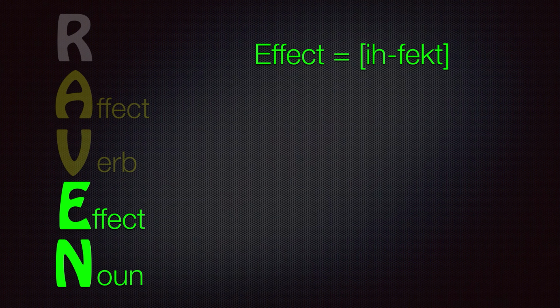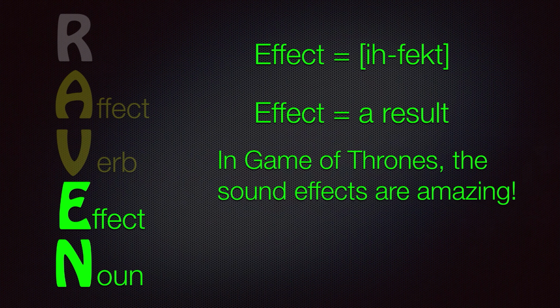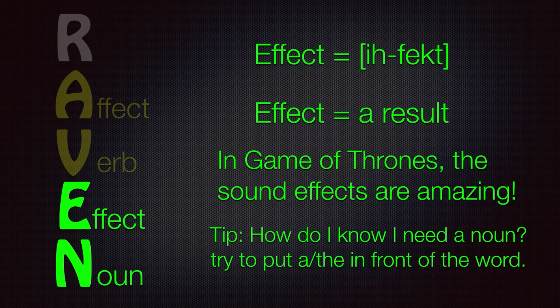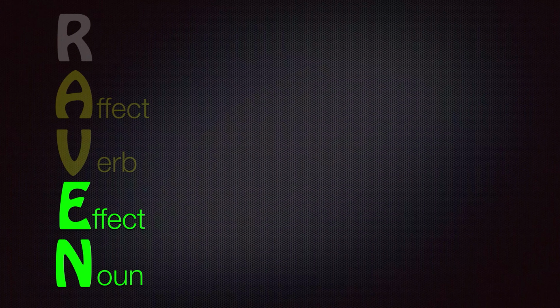Next one, let's check effect as a noun. So effect, say it with me, effect, effect. Very good. Effect is a result. In Game of Thrones, the sound effects are amazing. So here we have effects, yes? How do I know I need a noun? You can put a or the in front of the word. The effects are amazing. Can you change it for another verb? In Game of Thrones, the sound changed are amazing. You can't put a verb, so you know it's a noun there.